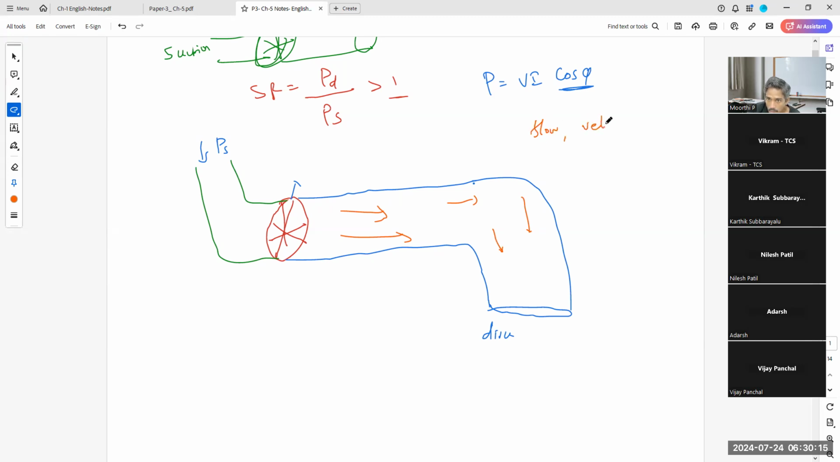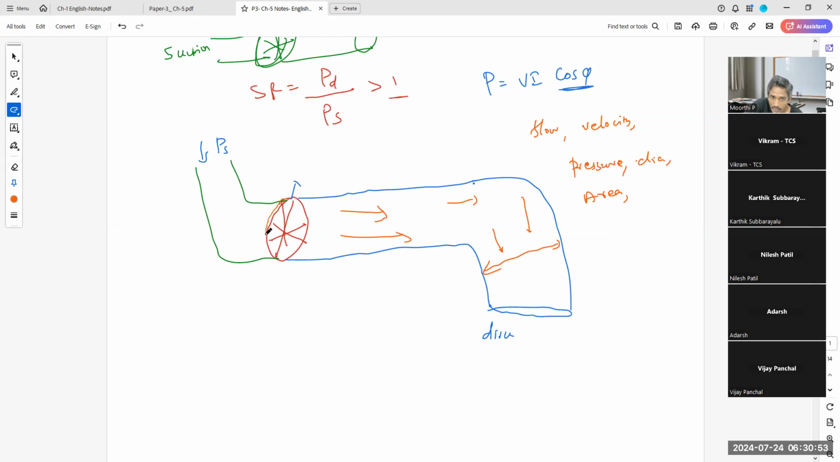Flow. Velocity. Flow velocity. Area. Flow velocity. Next one, pressure. Area. Pressure. Pressure, volume. Pressure. The pipeline diameter, area. Okay, we took this one, this pipeline.